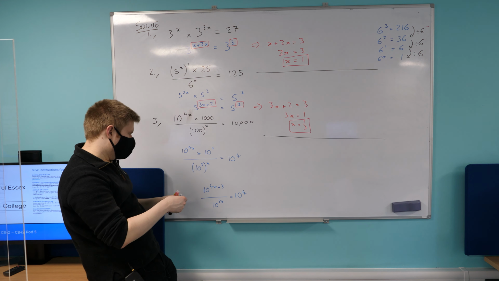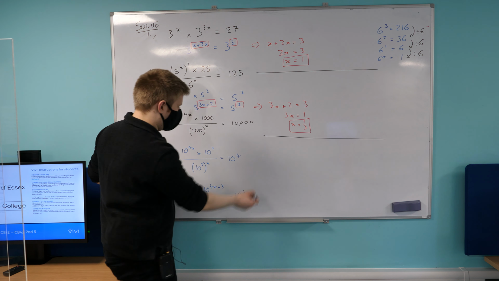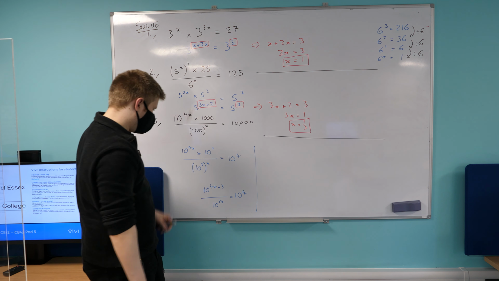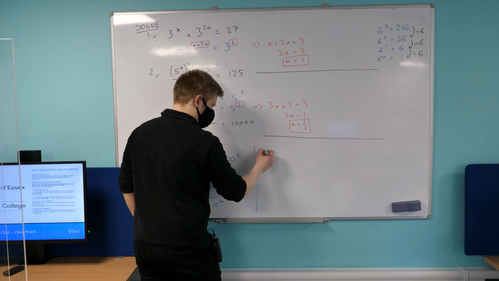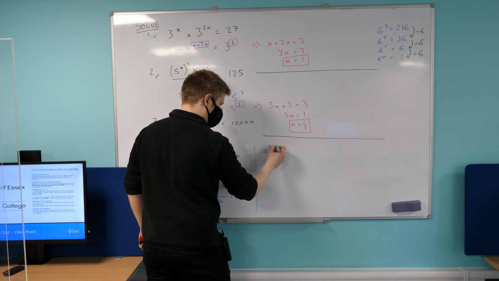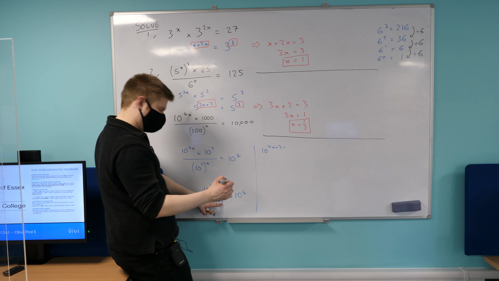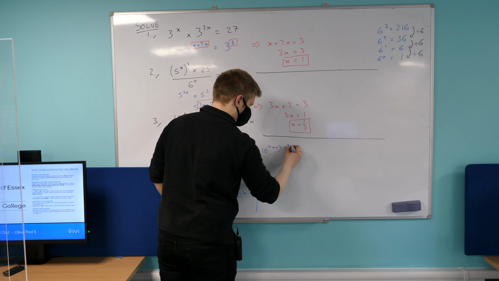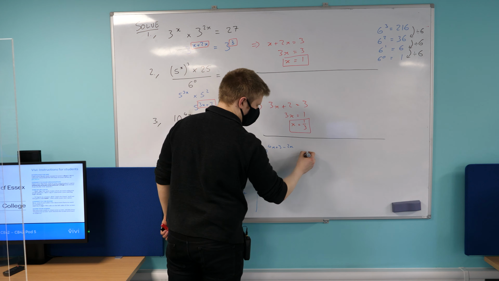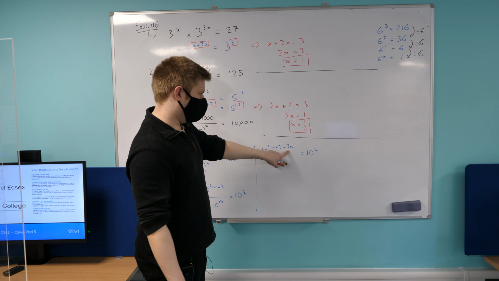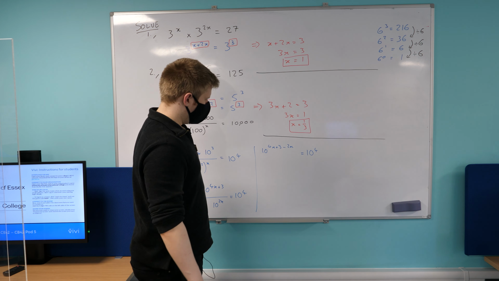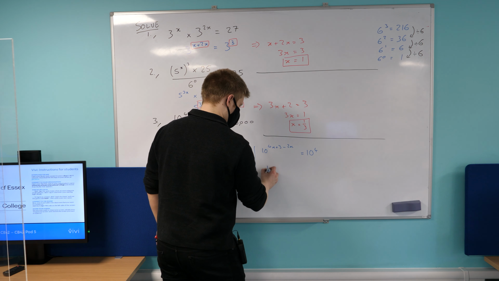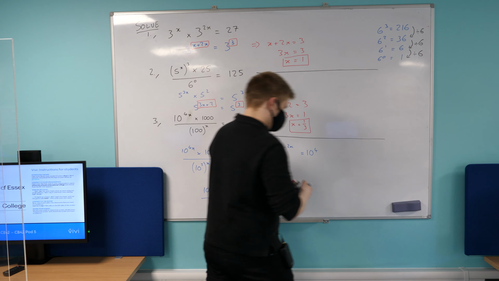Yeah, good, well done. So I'm running out of space slightly, so I'll continue over here. If we subtract these two powers from each other, we'll get 10 to the power of 4x plus 3, subtract the 2x. And that should still be equal to 10 to the power of 4. Can you simplify this power for me? What should we get?